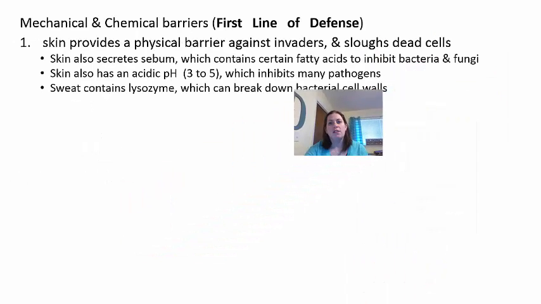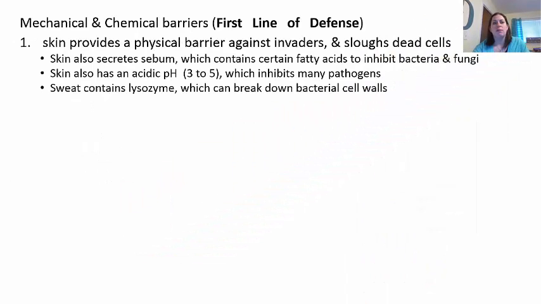So the first line of defense I want to talk to you about is your mechanical and chemical barriers. First of all, you have your skin. Your skin provides a physical barrier against invaders. Okay, it helps keep things out, but also it sloughs off dead cells, which takes bad things with it when they slough off. The skin also secretes sebum. Sebum contains a fatty acid. This fatty acid will help inhibit bacteria and fungal growth on your skin. Also, your skin has an acidic pH. It has a pH between 3 to 5, which a lot of times inhibits most pathogens from growing.